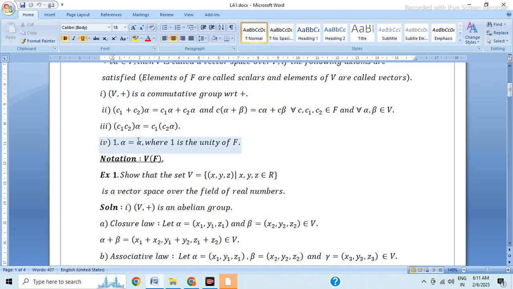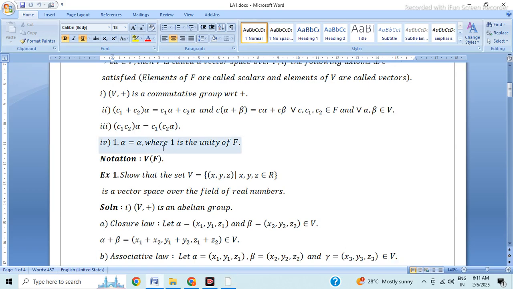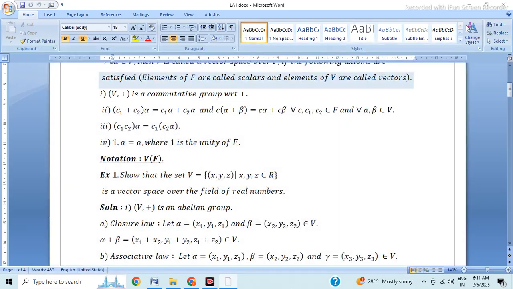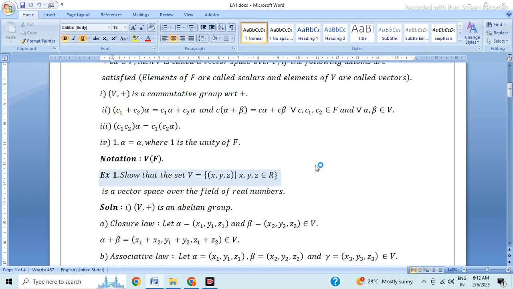In rings or groups we were used to denote the identity element as E. But here the notation we are using is 1. It is notation only, it is not actual 1. It is the identity element of F. It depends upon what this field is. If F is real numbers, then the identity element is 1 itself. But if we are taking F as matrices, then that identity element is not 1.